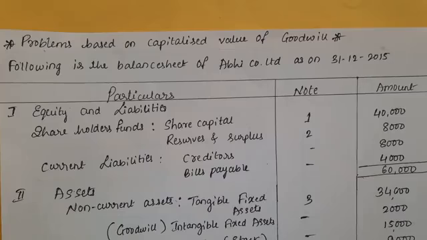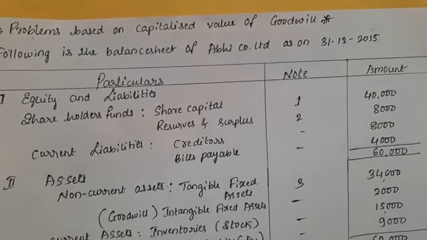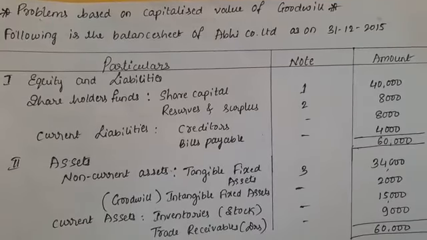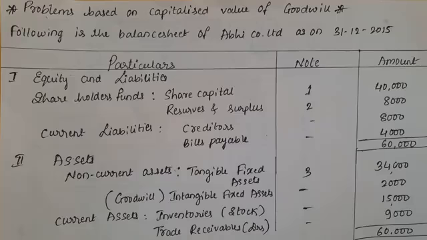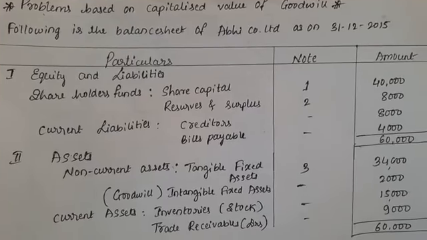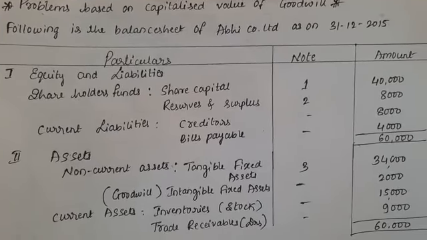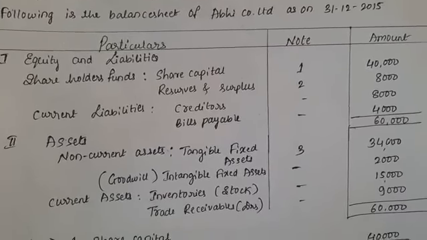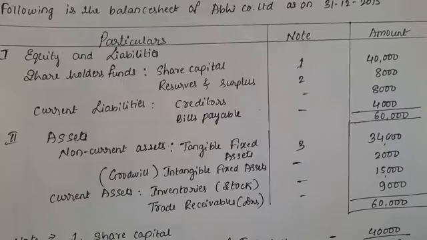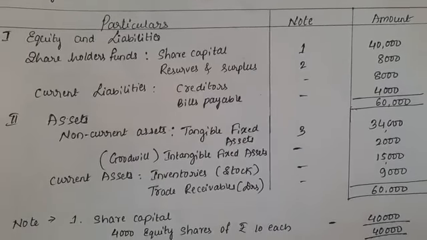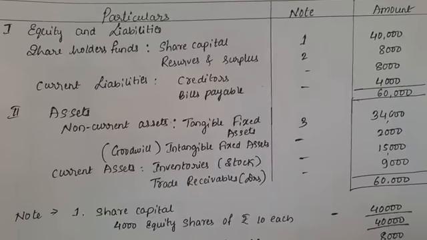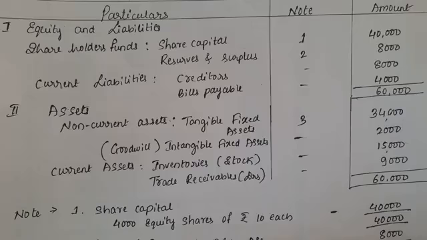The following is the balance sheet of Abhi Company Limited as on 31st December 2015, with three columns: particulars, note number, and amount. Under equity and liabilities, shareholder funds: share capital, note number 1, 40,000. Reserve and surplus, note number 2, 8,000. Current liabilities: creditors 8,000 and bills payable 4,000.